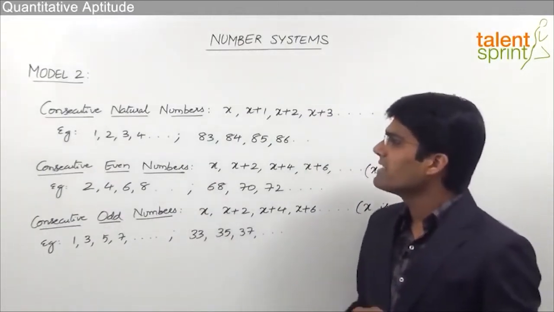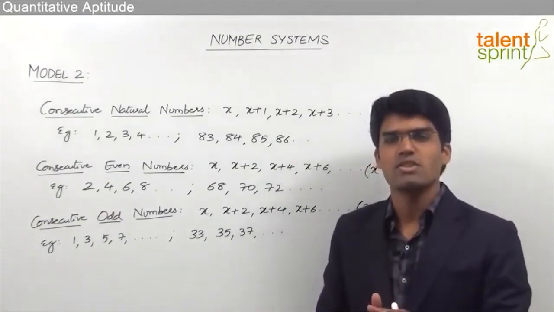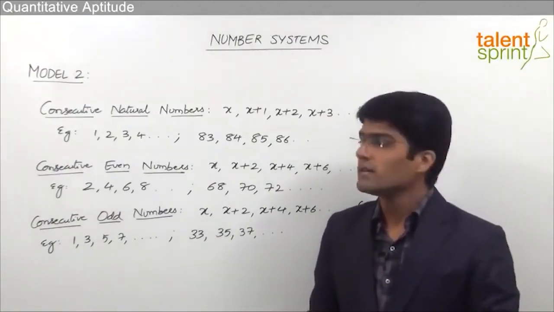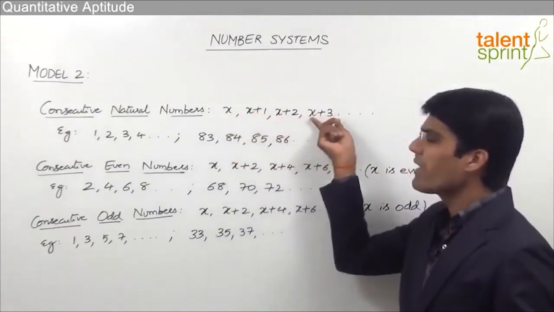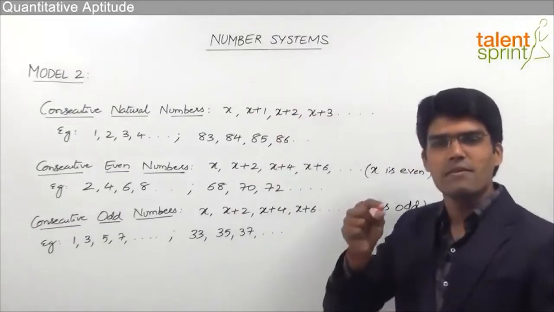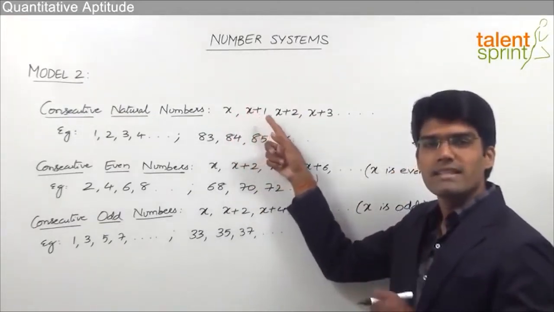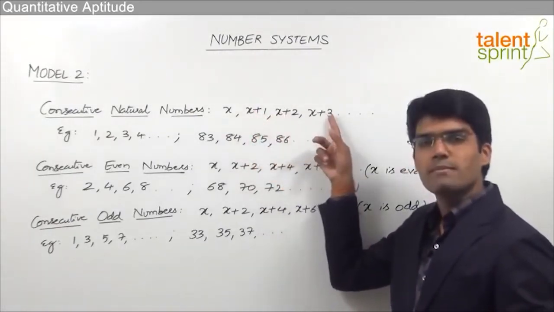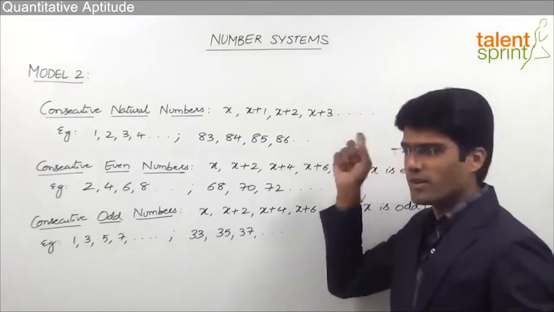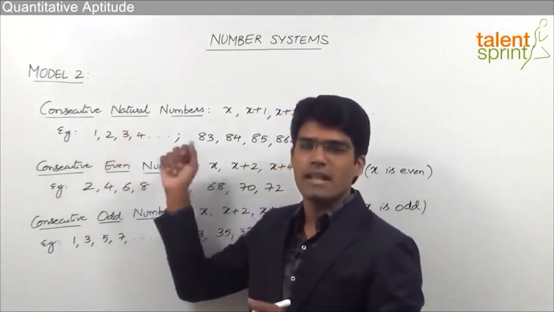The first one here is consecutive natural numbers. So these are those natural numbers which come one after the other. And these can be represented as x, x plus 1, x plus 2, x plus 3 and so on. That means if the first number is x, then the second consecutive natural number would be x plus 1, then x plus 2, x plus 3, x plus 4 and so on. For example, 1, 2, 3, 4.